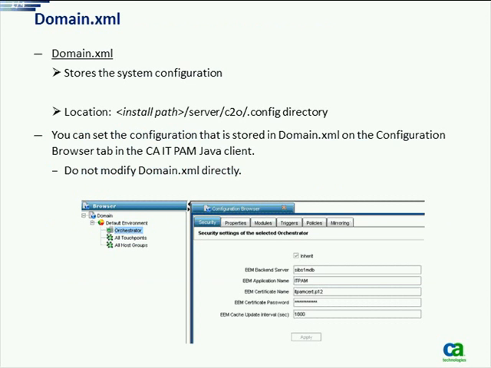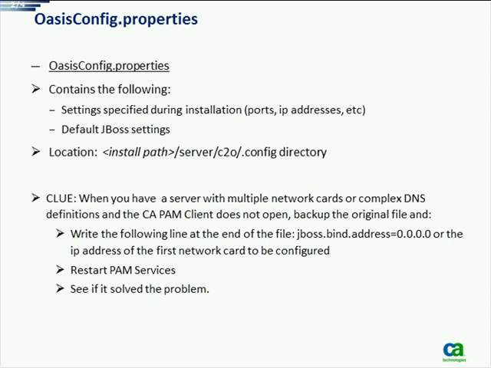Server c20 config directory. Like an x.env, if you are familiar with Service Desk, this file is kept to keep the configuration. You should not do any modification on this file directly, only via the configuration browser, as you can see on the screenshot. Do not modify domain.xml directly. Okay, we have already config.property.